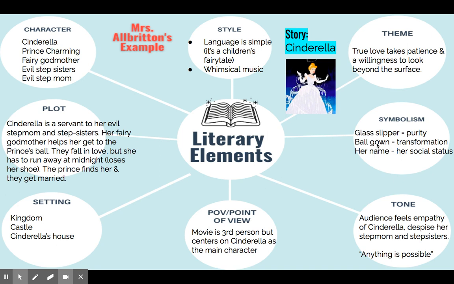So I just put the objects that I think might represent something. Glass slipper for purity, a ball gown could represent the transformation. Her name kind of shows her social status and what she does. Theme, true love takes patience and a willingness to look beyond the surface. That's the one I came up with.